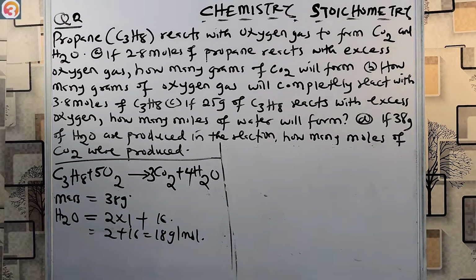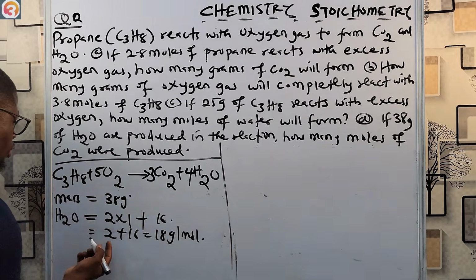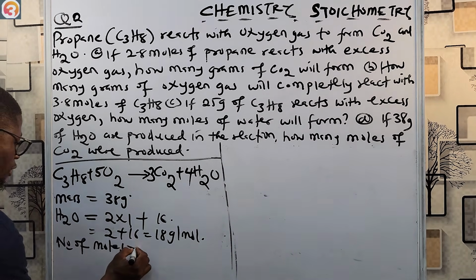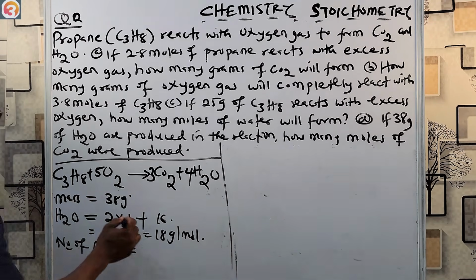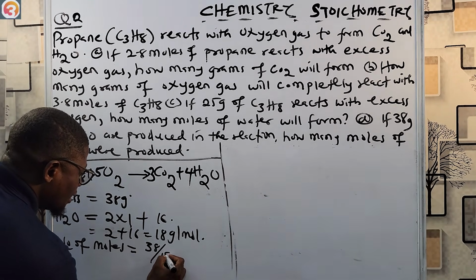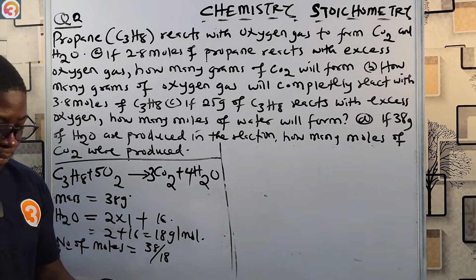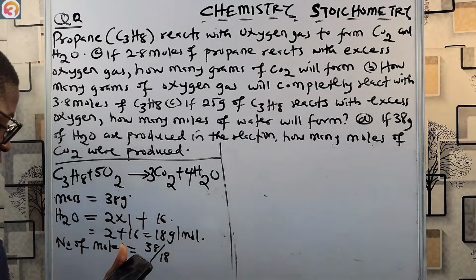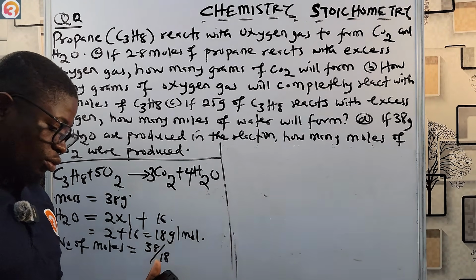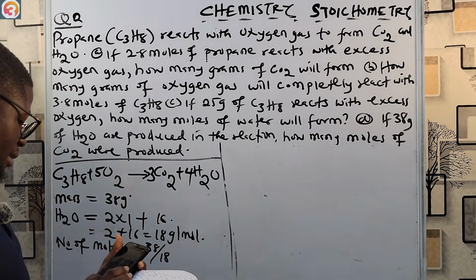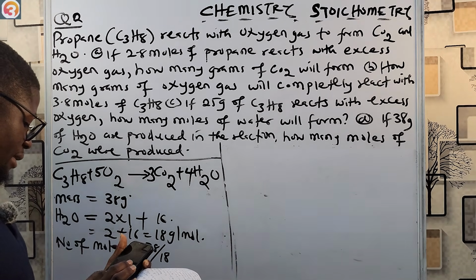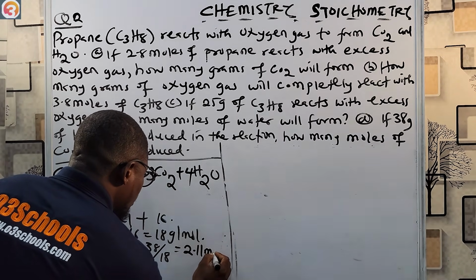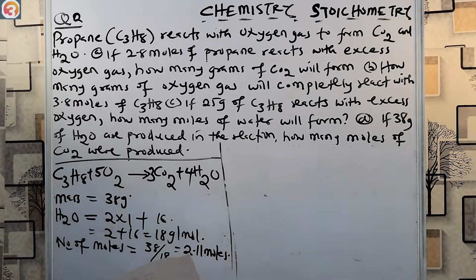Now since we know the molar mass, we can look for the number of moles of water. The number of moles will be equal to mass, 38 grams, over molar mass, 18 grams. If we press the calculator, 38 divided by 18 gives 2.11. So we have 2.11 moles, the number of moles of water that is formed.